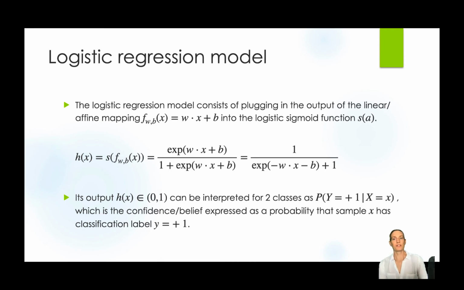So in the logistic regression model, we just have a linear combination of features plus a bias, wx plus b, and we plug that into the a in the previous formula. So we take the sigmoid of a linear combination of features. That's all the logistic regression model is.